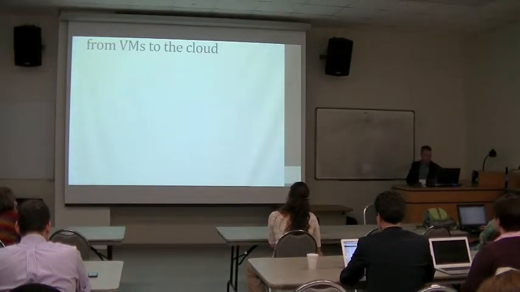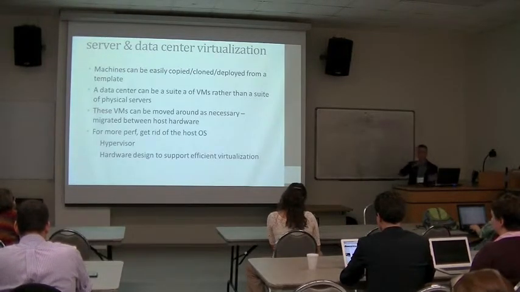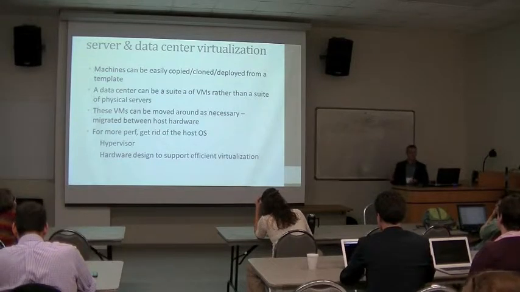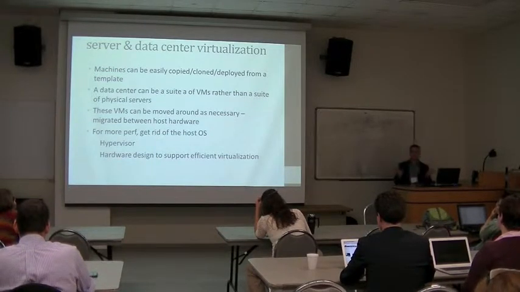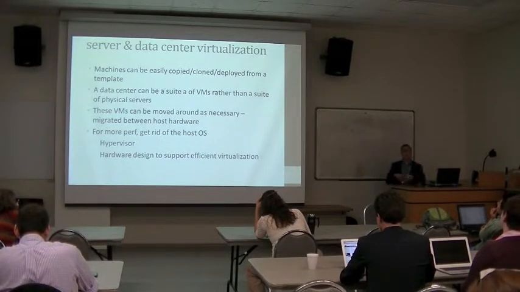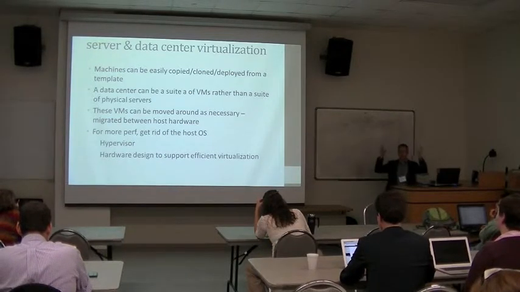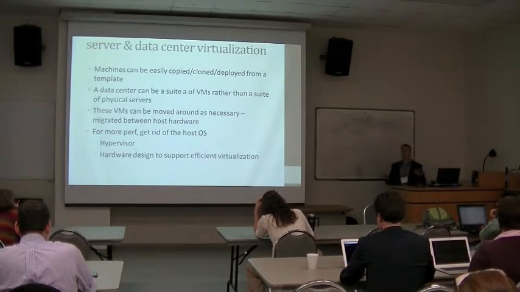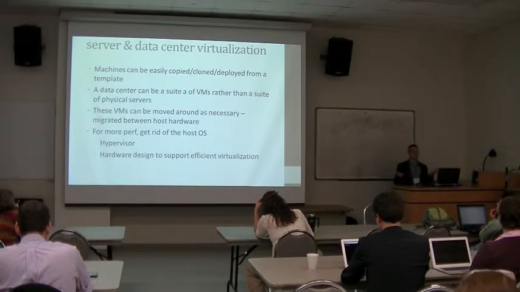So what we want to do is get from virtual machines to the cloud. I'm going to do this really quickly, but this is where we're going technologically. We start out with machines like we just saw, that can be easily copied and cloned and moved around. And then we say, well, if we can do that, then a data center maybe can be a whole bunch of virtual machines instead of a room full of racks and physical servers. And we can move the virtual machines around as we need to between the host servers.